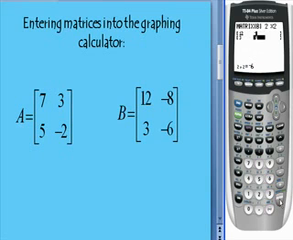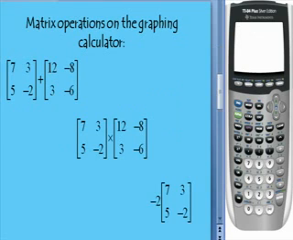Okay, so what do you do with these after you have the matrices entered? Well, let's get out of our matrix menu. So go second mode, which is quit, and let's do some operations with your matrices. So I have 3 examples here of some matrix operations that we can do on the graphing calculator. So you can see by looking at my examples, the first thing I want to do is add matrix A to matrix B, and then we're going to multiply matrix A times matrix B, and then we're going to take a scalar of negative 2 times matrix A.